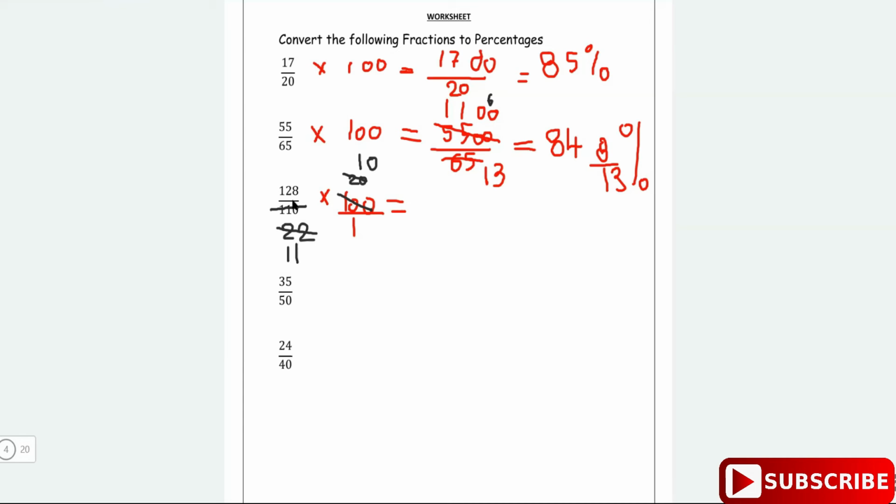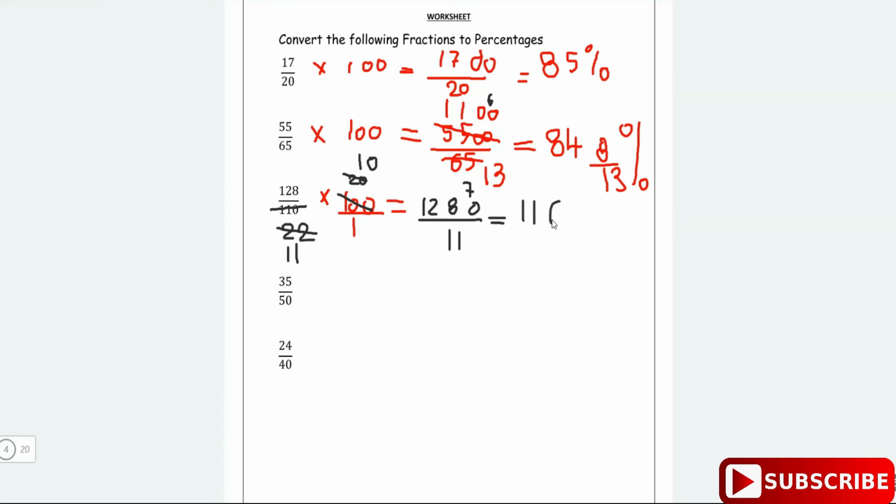Now we can multiply to say 128 times 10 is 1,280, and that is being divided by 11. Now we know that 11 times 11 is 121. So 11 into 128 goes 11 times with the remainder 7. Then 11 into 7 goes 6 times.